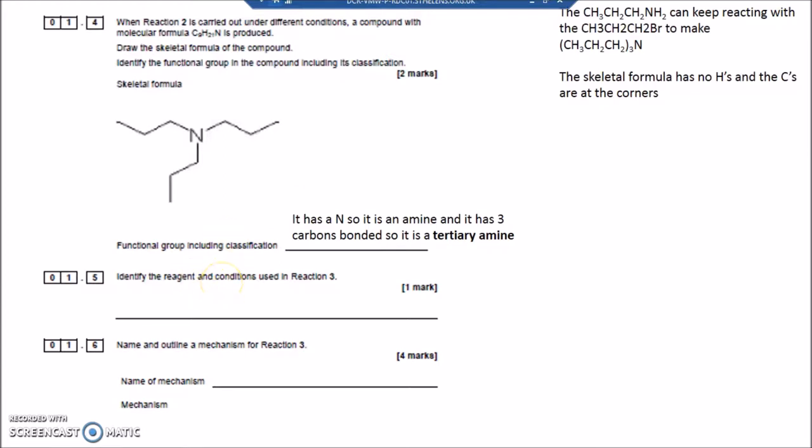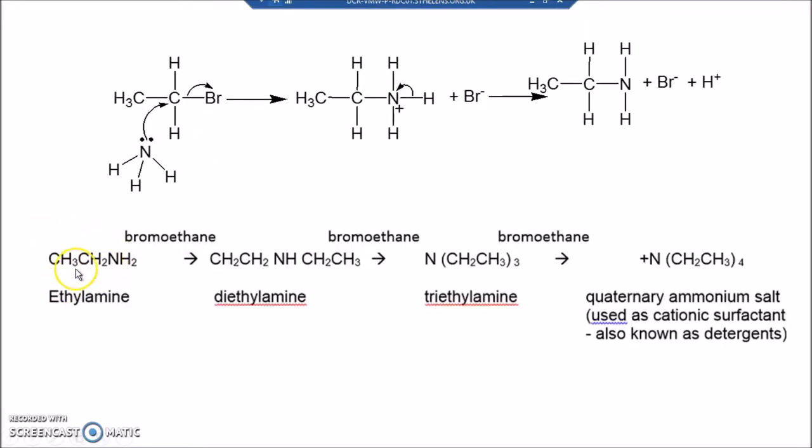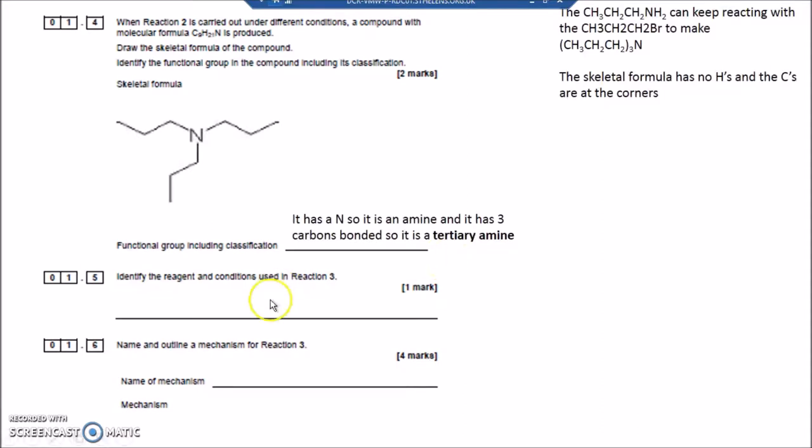Functional group including classification. It's got an N, so it's an amine. It's not an amide. An amide has an N bonded to a C double bond O. It's an amine, and it has three carbons bonded to the N, so it's a tertiary amine. So if we go back here, we've got a primary amine with one C bonded to the N, we've got a secondary amine with two C's bonded to the N, and we've got a tertiary amine with three C's bonded to the N. So it's a tertiary amine.